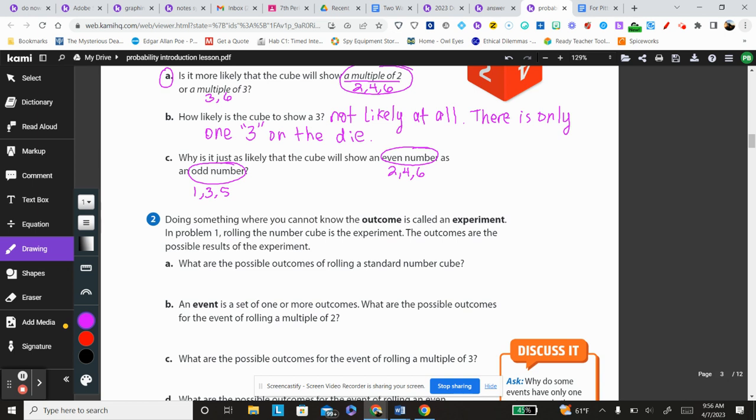Because both of them have the same amount of even and odd numbers. That's why we say just as likely, which means equally as likely, okay? Another word for just as likely that you'll see is equally as likely. But here's the why. There is the same amount.